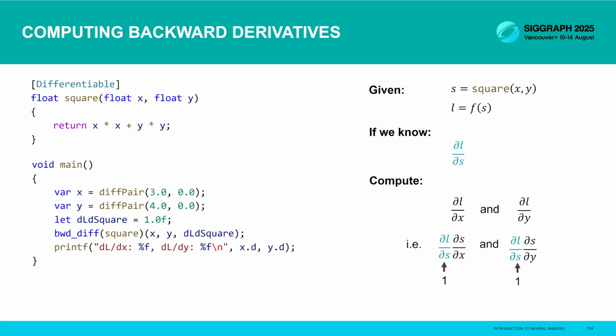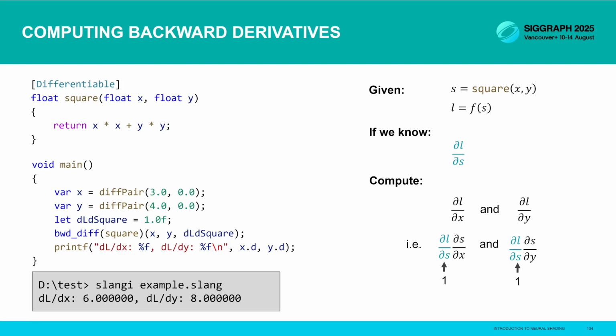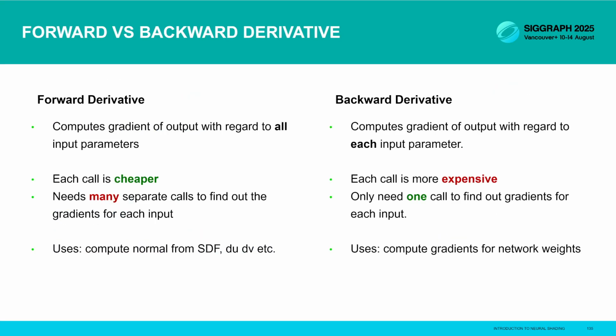The backward prop function is going to read the original or the primal values from a pair and write the propagated gradients into the gradient part of the pair. And then we can access those gradients with x.d and y.d in this print statement. Finally, we can run this code with slangi, and it will return the gradients for both x and y in one go. And that is how forward and backward derivatives work.